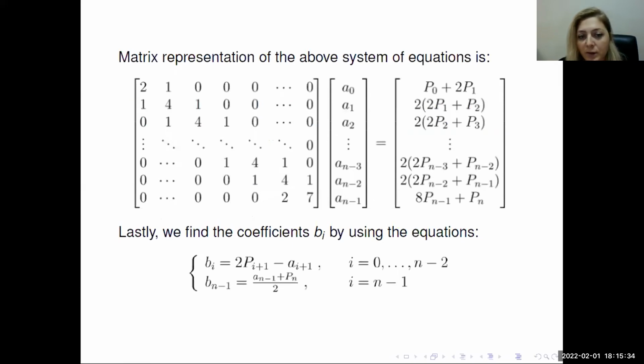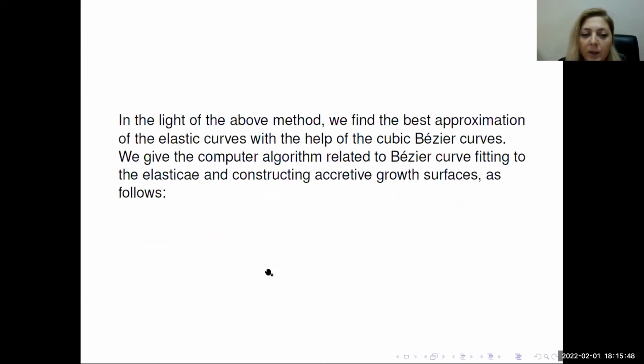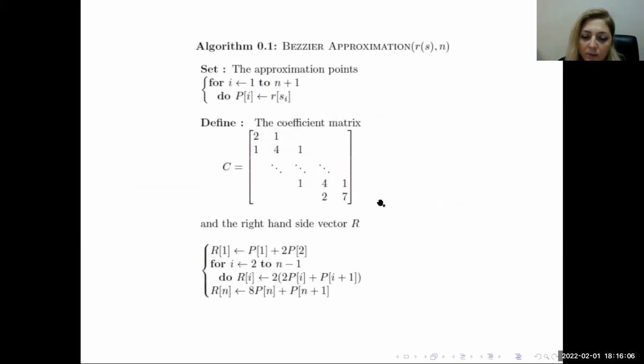Matrix representation of the above system of equations is like this. And we can find the coefficients B_i from the system. In the light of the above method, we find the best approximation of the elastic curves with the help of the cubic Bézier curves. We give the computer algorithm related to Bézier curve fitting and the elastica and constructing accretive group surfaces as, this is the algorithm.